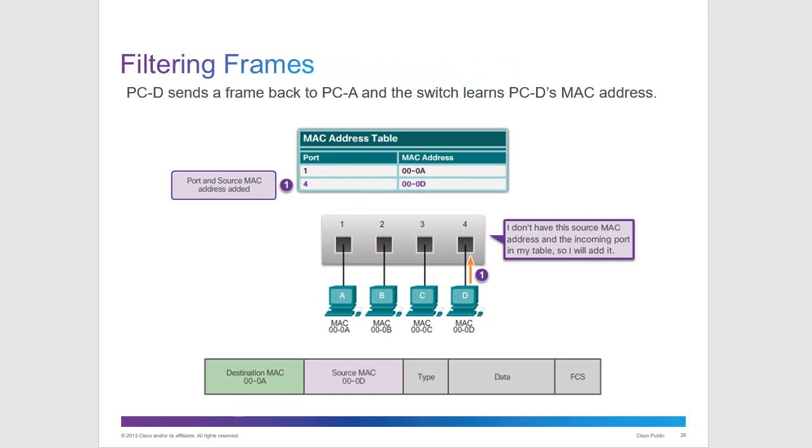Alright, so it goes out and station D sees this is my MAC address. Okay, I'm going to reply. As it sends the reply back, the switch receives the frame with the source of station D, and adds that to the MAC address table as it sees that source address. So now it knows the MAC addresses for both ports 1 and 4. That's how your switch is going to learn and build its MAC address table.